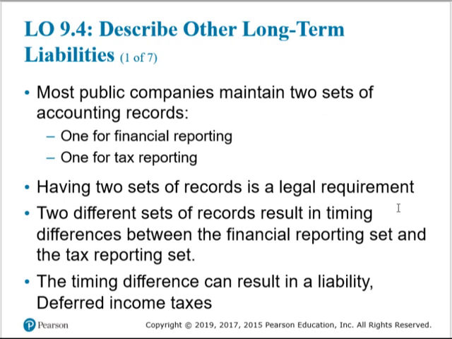Publicly traded companies maintain two sets of accounting records. One is for financial reporting and one is for tax reporting. This is a legal requirement of a publicly traded company. But what happens is it results in timing differences because of income taxes payable and income taxes expense. And the timing difference can result in this liability, which becomes deferred income taxes.